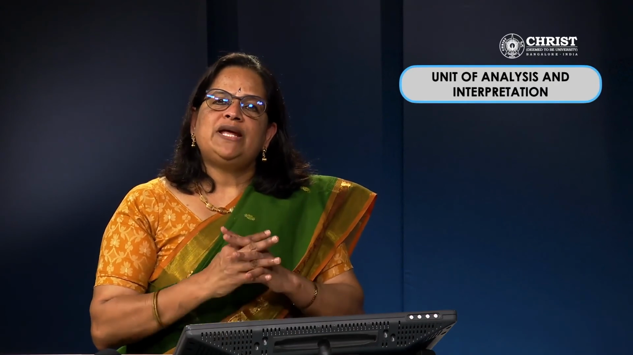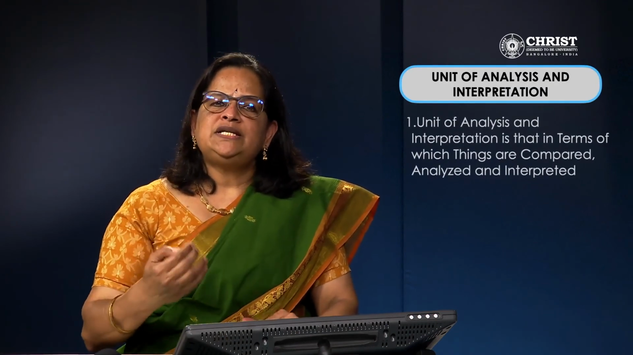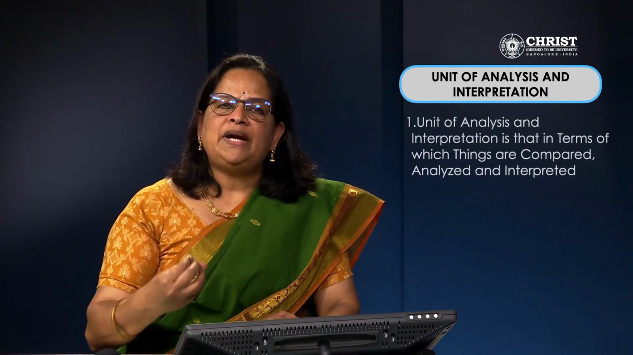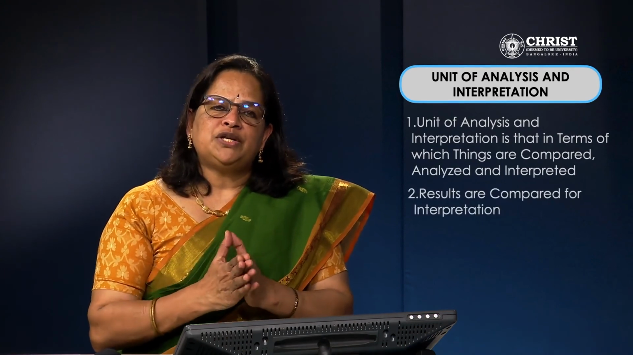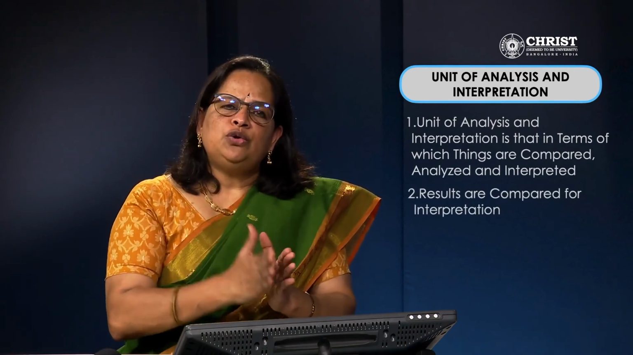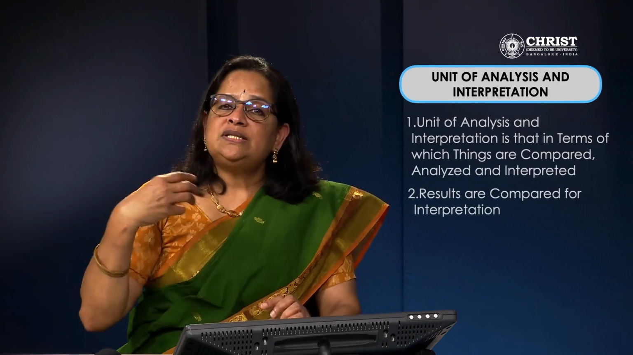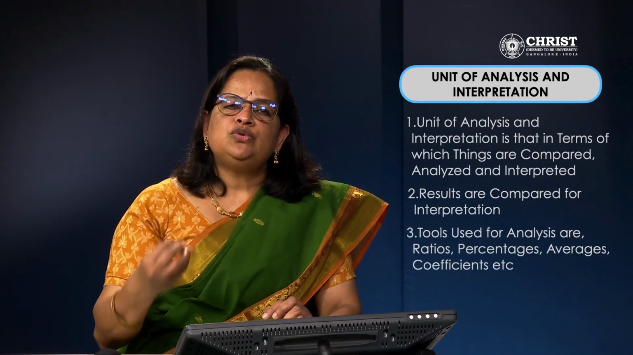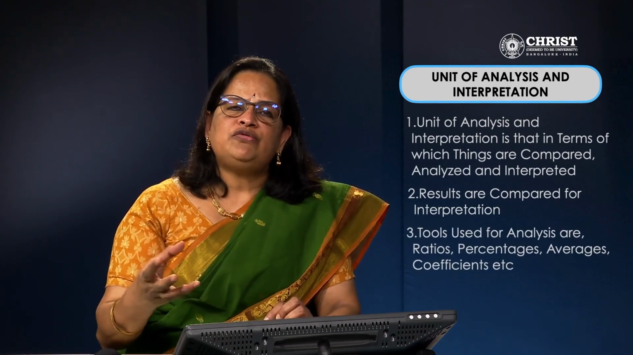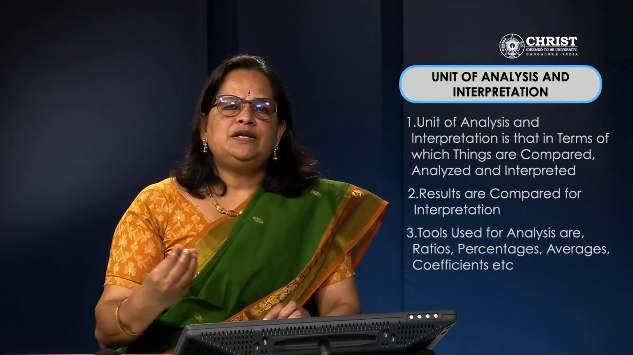Now we are coming to the last point of this module, that is unit of analysis and interpretation. Unit of analysis and interpretation is that in terms of which things are compared, analyzed and interpreted. So results are compared for interpretation. The results of one university with another university, one class with another class. So these results can be compared. The tools used for analysis are ratios, percentages, averages, coefficients, all statistical measures we can use for unit of analysis and interpretation.